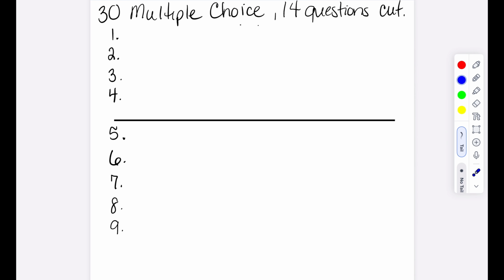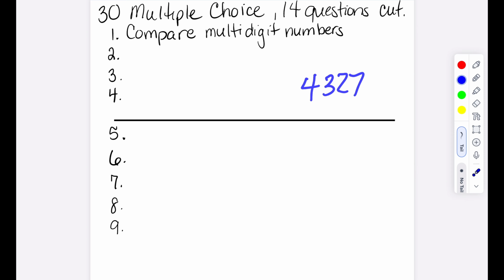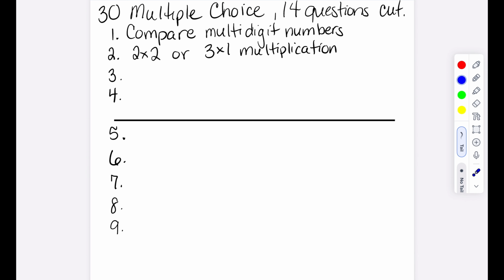Number 1, the first one was comparing multi-digit numbers. So they might have something like 4,327 compared to some other 4-digit number, and you had to say which one was either larger or smaller. Then I found a multiplication problem was missing, where they either have a 2 by 2, like 45 times 55, or a 3 by 1 digit multiplication. So some type of multi-digit multiplication.